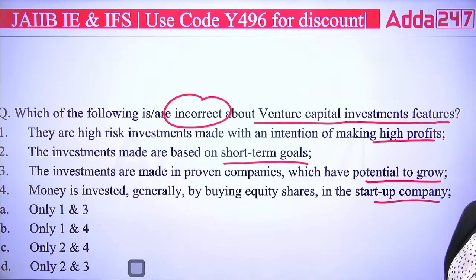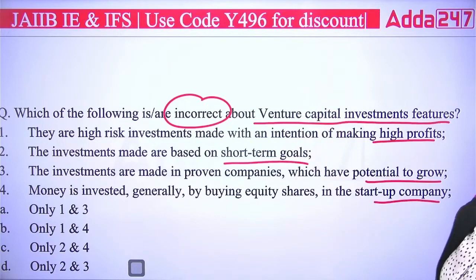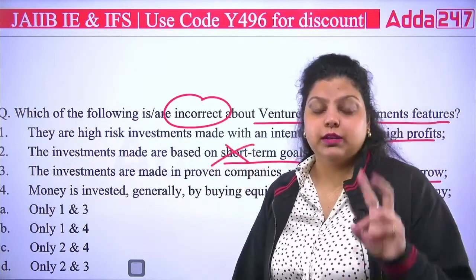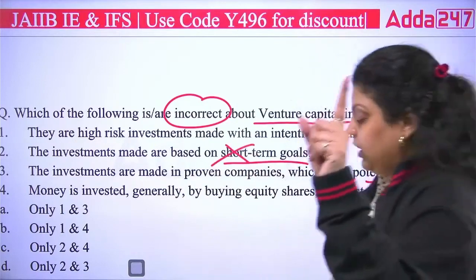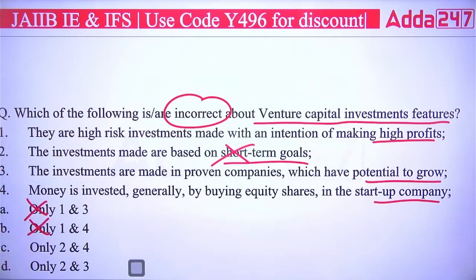Only 1, 3; only 1, 4; only 2, 4; only second and third. So there are 4 features in front of you. Out of them, which of the following is wrong? I can see here it is saying it's a short-term goal. No, it's a long-term goal. It means the second statement is wrong. So you can easily eliminate options 1 and 2 because they do not cover the second statement.